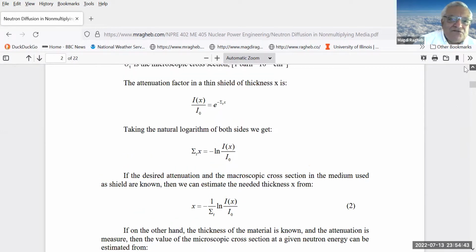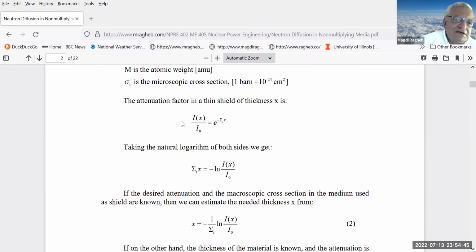So in that case, we rearrange the equation. We write it as I of X divided into I naught. That I of X over I naught is a ratio that tells me what is the intensity of the beam after going through a distance x relative to the initial intensity. So we call this the attenuation factor. As I said, it could be 1 millionth, so that becomes 10 to the minus 6, or 1 billionth, that becomes 10 to the minus 9.